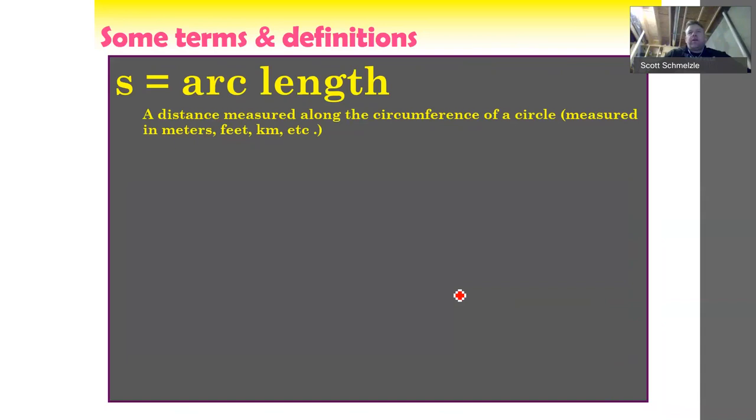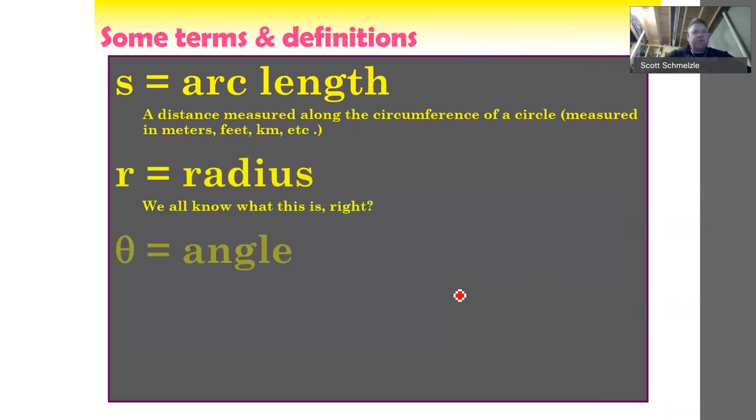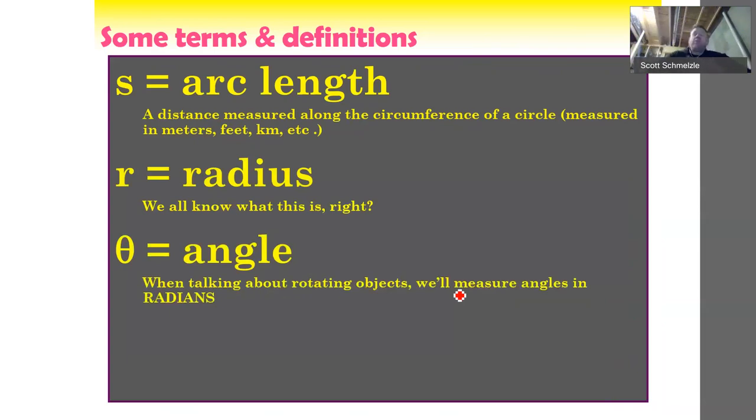So S is our arc length. It's a distance measured along the circumference of the circle. R is the radius, which we know. Theta is our angle. We're going to measure angles in thetas, or in radians.